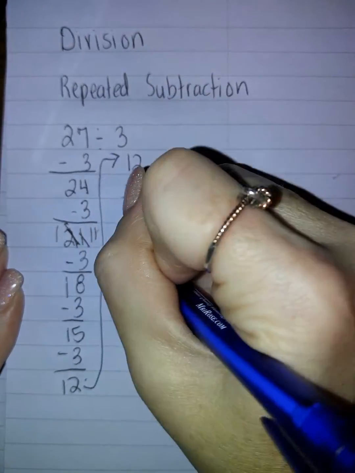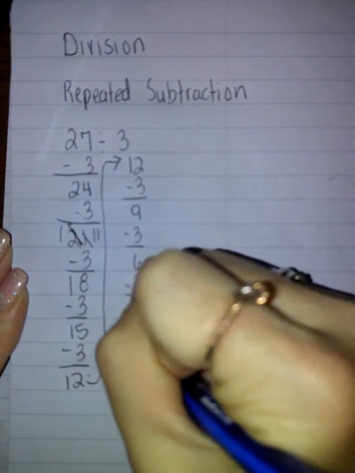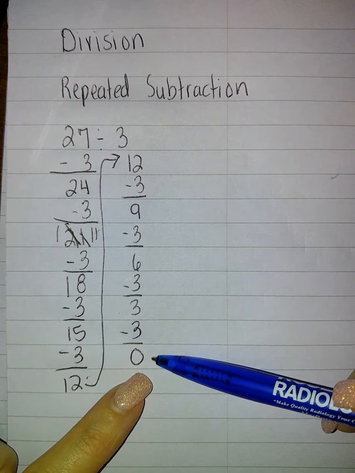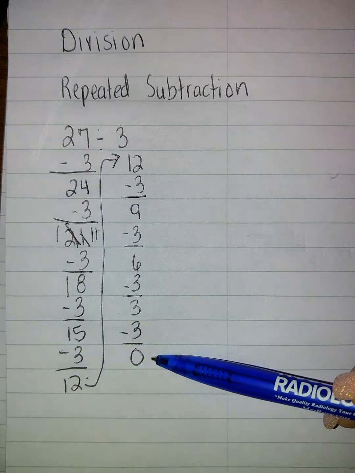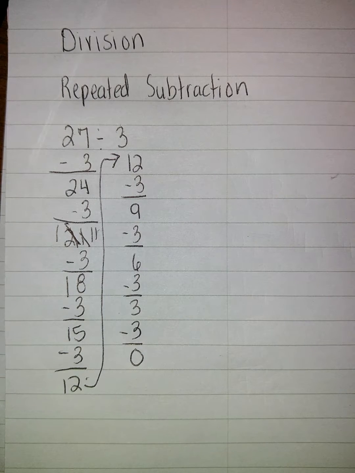9 subtract 3, which is 6. Subtract 3, which is 3. Subtract 3, which is 0. So as you can see, this particular problem does lead us all the way to 0. The point of this is to get as close to 0 as possible. So I know that there is no remainder. I have nothing left over.